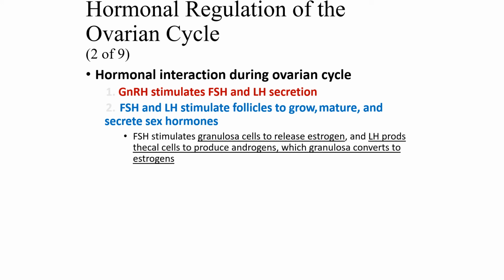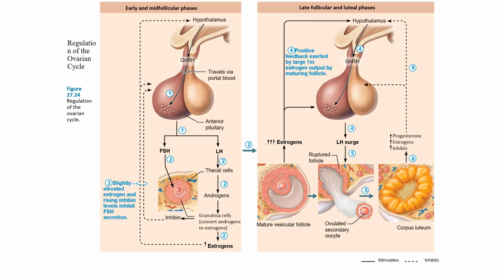So once again, GnRH stimulates FSH and LH. FSH and LH stimulate the follicle to grow, mature, and secrete sex hormones. FSH stimulates the granulosa cells to release estrogen. LH is going to stimulate the thecal, T-H-E-C-A-L, thecal cells to produce androgens, which the granulosa cells convert into estrogens. Got it? Yeah, you got this. So here's our happy little picture.